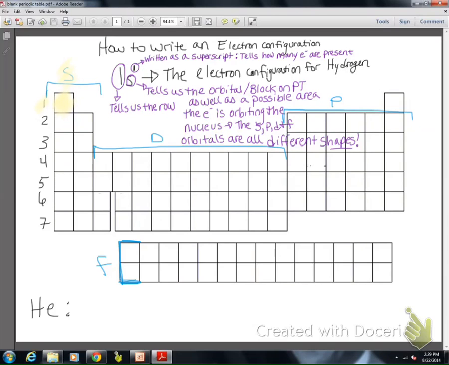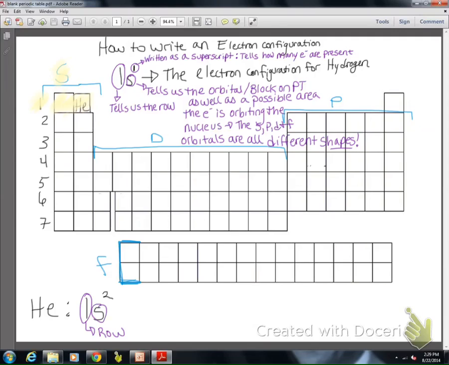So let's practice for helium. We're going to do the same thing. The first thing that we identify is the row, so we're going to identify that it's in row 1. Then we're going to identify that it's in block S. And then we're going to look and see how many over we have to go. Because we don't have to hit hydrogen, we're not actually going to write 1s1 and then 1s2. All we have to do is say, okay, I'm in row 1, I go over 2, and I've hit helium, so then I say the superscript 2.